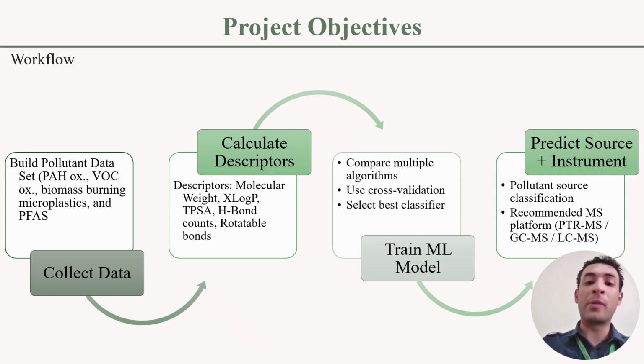Third, these descriptors were used to train and compare multiple machine learning algorithms. Finally, the optimized model was applied to classify pollutant sources and recommend suitable analytical platforms such as proton transfer reaction (PTR), gas chromatography (GC), and liquid chromatography (LC), all of them coupled with mass spectrometry (MS).